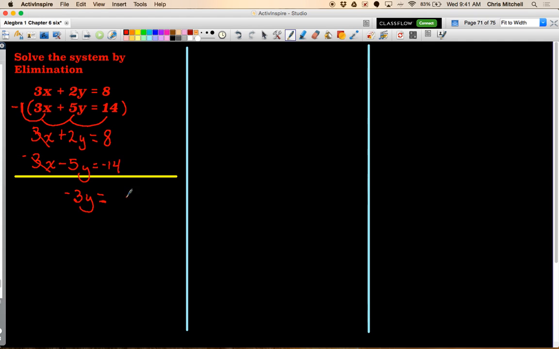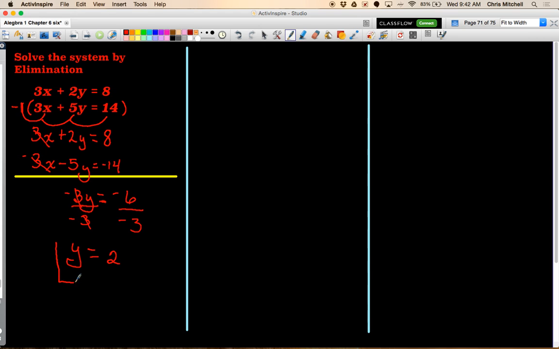8 minus 14 is going to give me, guess what? -6. Yep, but I'm not finished because I have to divide both sides by -3. A negative divided by a negative will result in a positive. And -6 divided by -3 will be simply 2.